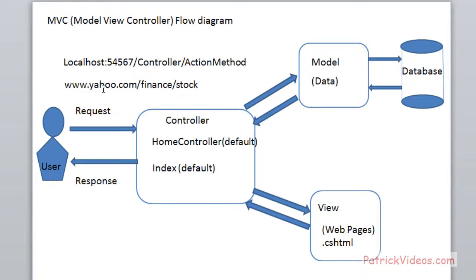So if Yahoo had been built on ASP.NET MVC, which it isn't, a URL like yahoo.com/finance/stock means it called the finance controller under which there is a stock action method which it called. And all these requests just call the controller and returned a string.